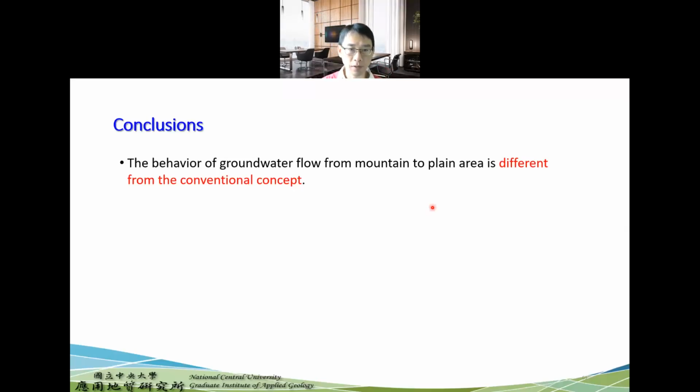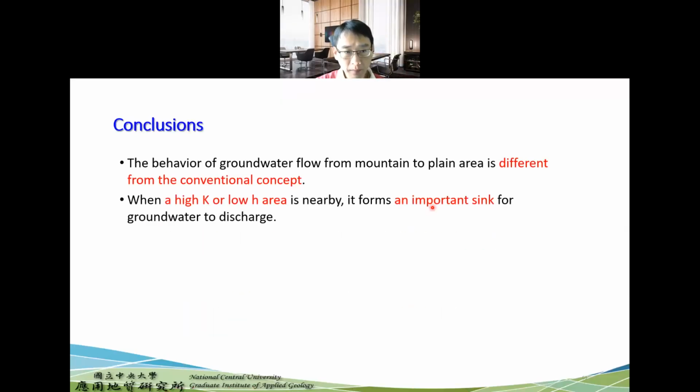If we have continuous support, the surface is supported. But if you decrease the support, the surface will sink a little. So this is a possible way to describe this behavior. And when high K or low H values are nearby, the high K like we call the sedimentary material, and low K like the rivers, they will form an important sink for the water to discharge. Like in the proximal fan area or in the river system, a very strong uplift behavior occurs.